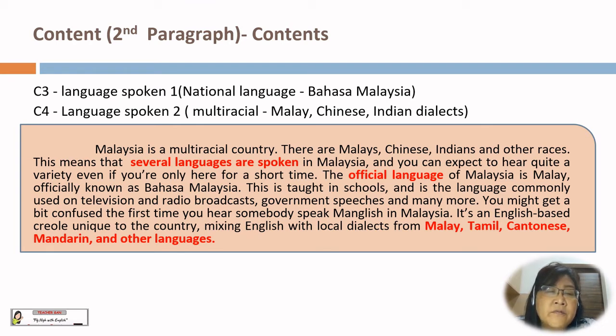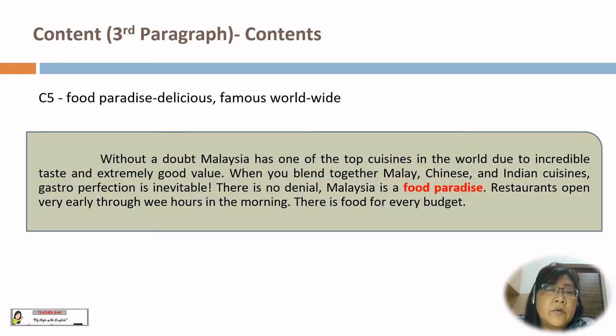You might get a bit confused the first time you hear somebody speak Manglish in Malaysia. It's an English-based creole unique to the country, mixing English with local dialects from Malay, Tamil, Cantonese, Mandarin, and other languages.